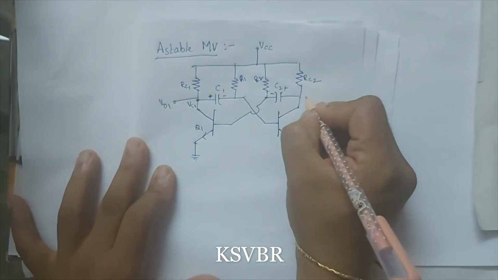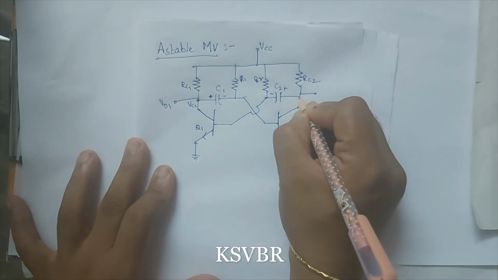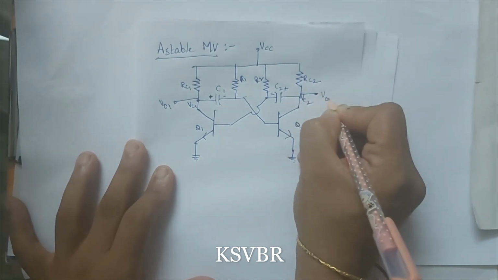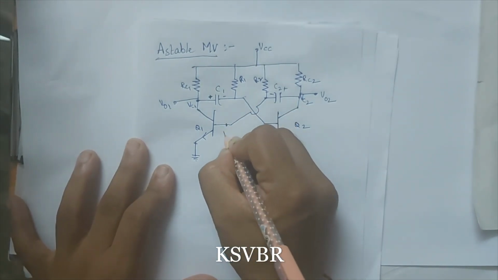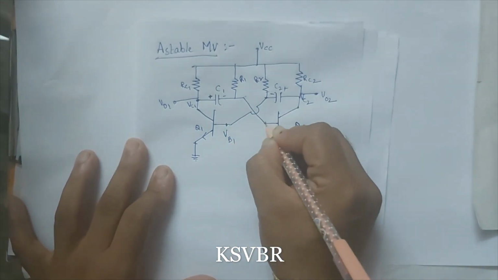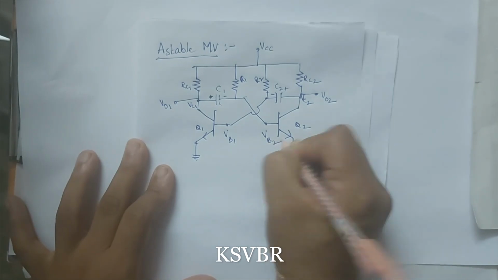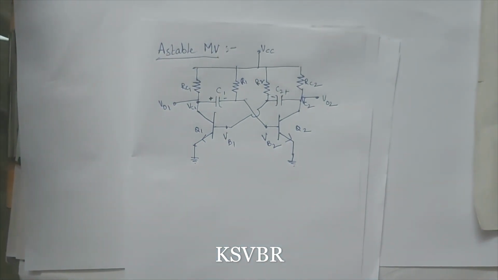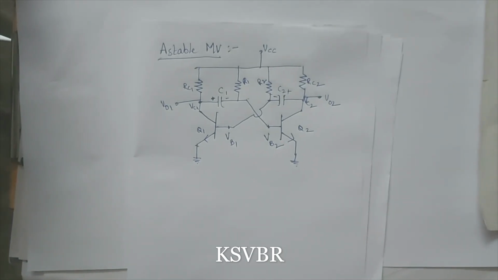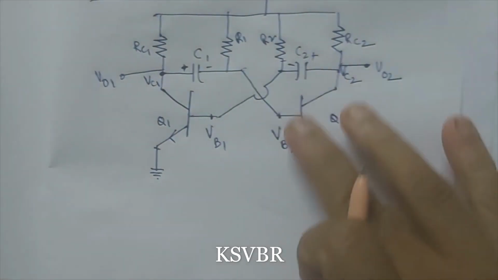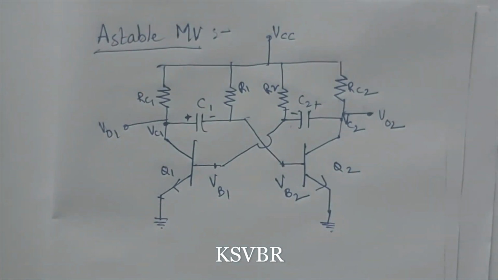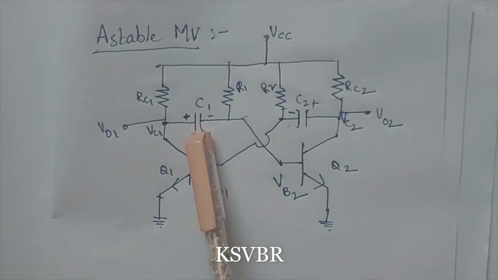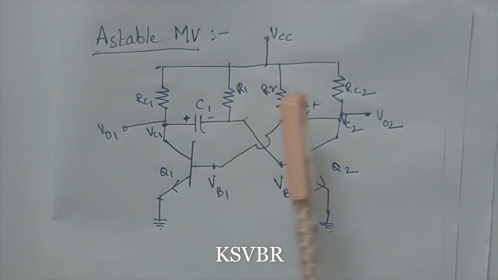This is VC1, V01. This is VC2 and the same voltage is V02. This is base voltage VB1, and this base voltage will be VB2. This is the circuit diagram of your astable multivibrator. Take a look into this. You have to draw two transistors like this, and the coupling elements will be capacitors.